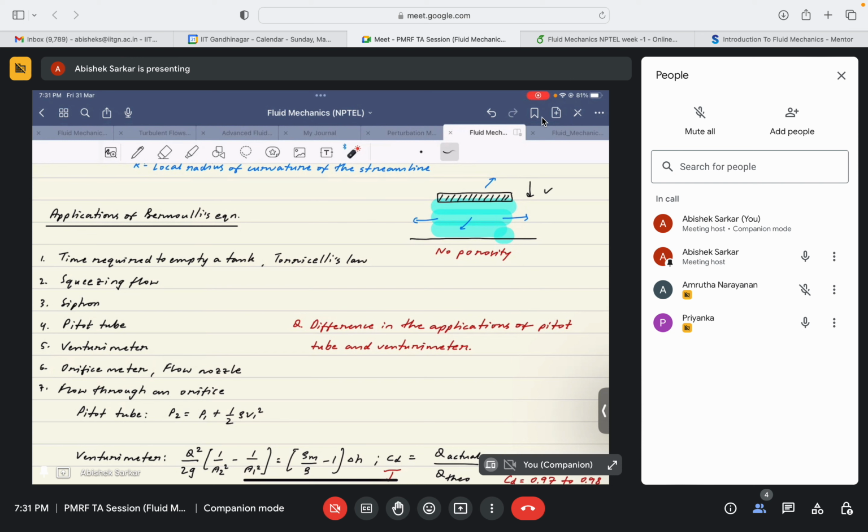Okay, then that's fine. So if it is clear, what was its use? Why do we use the orifice meter? Just like the venturi meter, we use the orifice meter for flow rate measurement. But compared to the venturi meter, it is less accurate and less expensive.